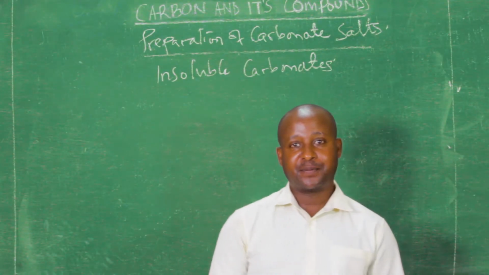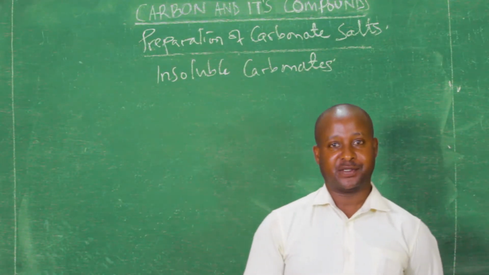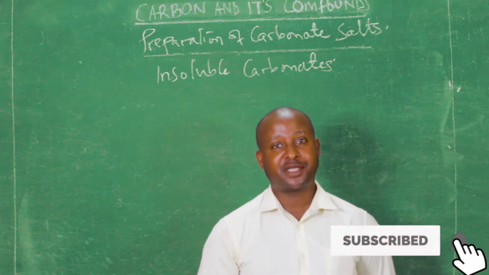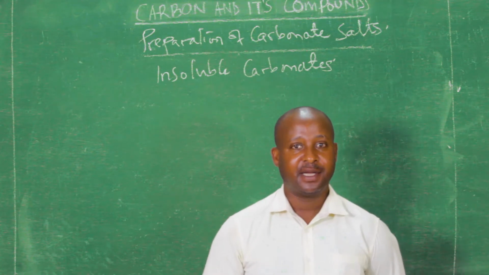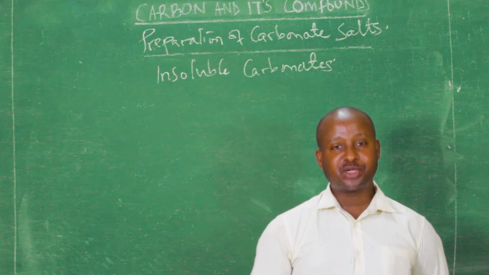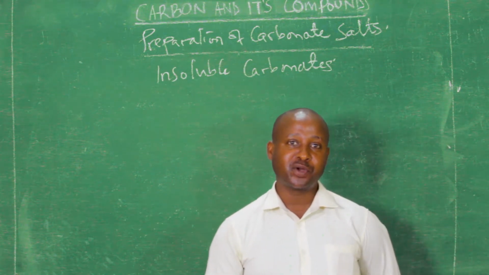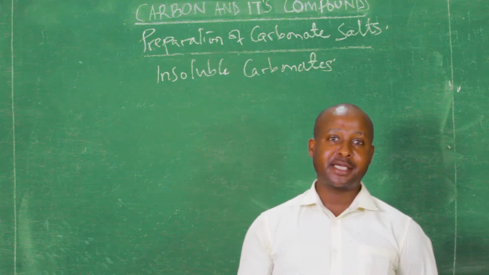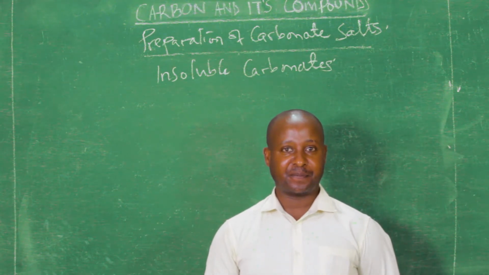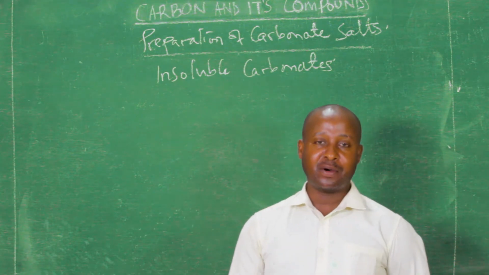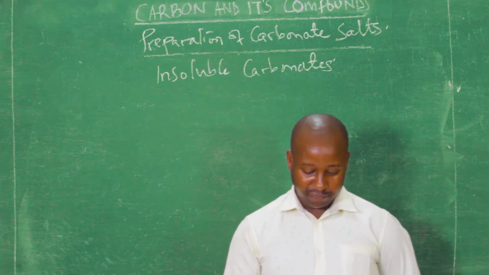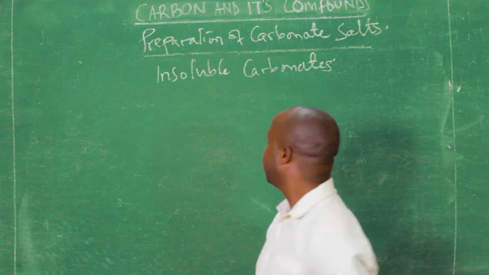Let's now look at the preparation of insoluble carbonates. Insoluble carbonates are prepared by precipitation method. Precipitation method involves the addition of a solution containing a carbonate radical to another different solution. For example, let's look at the preparation of lead carbonate.